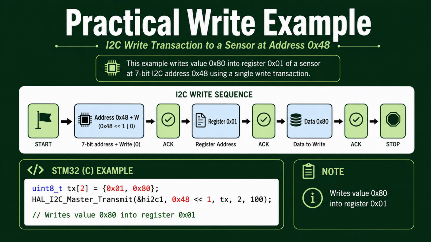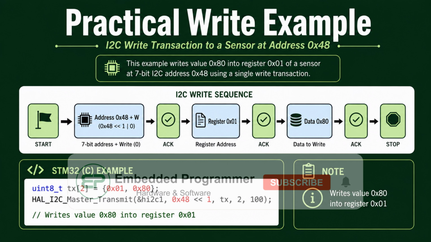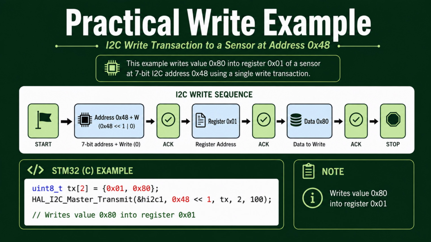configuring timeouts. This example writes the value 0x80 into register 0x01 of a peripheral using the 7-bit I2C address 0x48. The controller first generates start and sends the device address with the write bit set to 0. When the peripheral recognizes its address, it pulls SDA low during the 9th clock and generates an ACK.